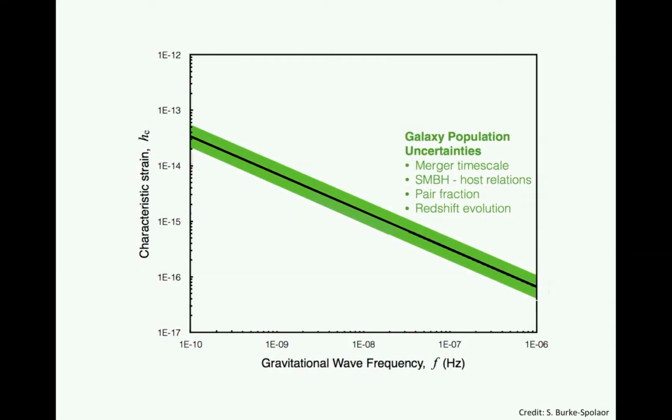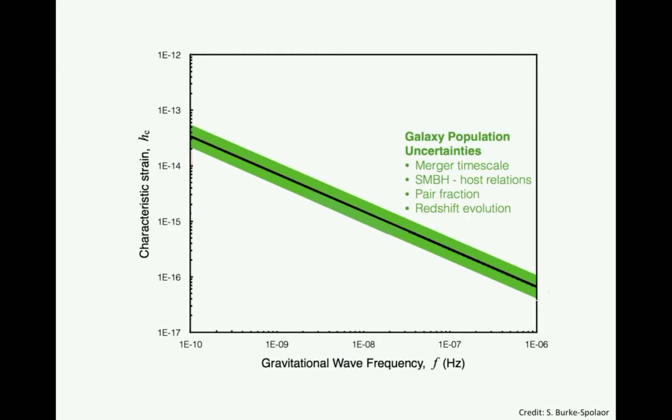Here I'm showing a typical model for the gravitational wave background. On the y-axis, we plot the characteristic strain as a function of the gravitational wave frequency shown on the x-axis. The typical power law shape here is a direct result of the gravitational wave emission being the primary evolutionary mechanism driving the binary throughout the pulsar timing array sensitivity band.